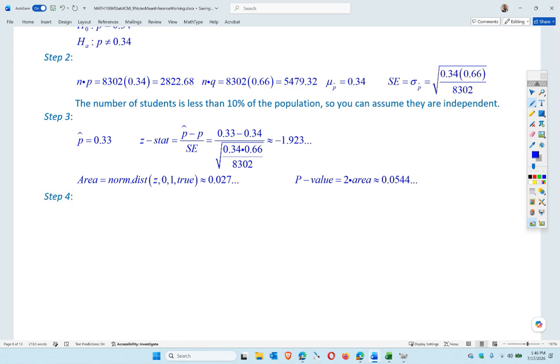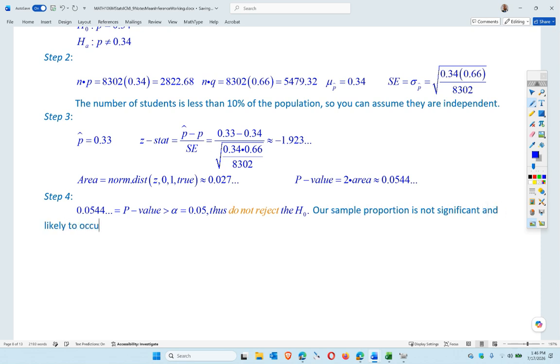So if we compare the values, what is the actual case? So copy, paste. So 0.054 is clearly more than 0.05, thus we should not reject the null hypothesis. So our sample proportion is not significant and likely to occur. There is not enough evidence to reject the null hypothesis.